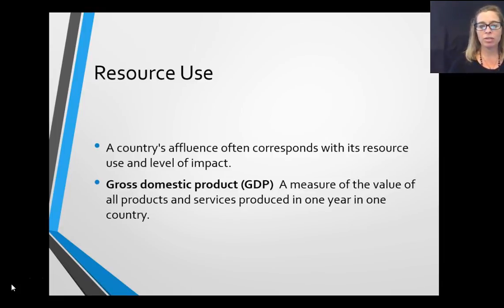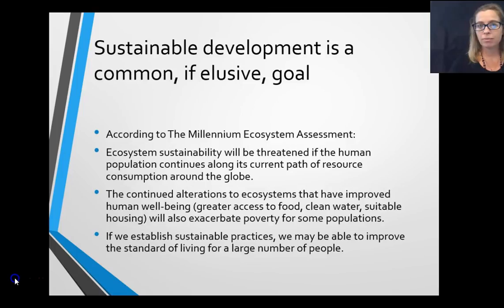One of the last things that I wanted to talk about was the gross domestic product. The gross domestic product is a measure of the value of all products and services produced in one year in one country. Well, what does that mean? It means that as the gross domestic product increases, you're also typically going to have an increase in resource use. But that doesn't necessarily have to be the case. The human population doesn't have to utilize resources any longer in order to maintain the current population.